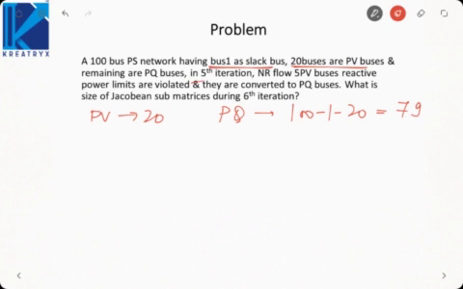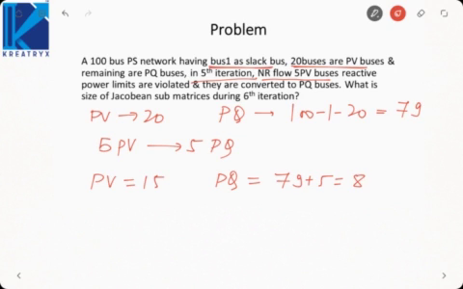Now in the fifth iteration, Newton-Raphson flow PV buses reactive power limits are violated. So that means 5 PV buses need to be converted to 5 PQ. Then how many PV are left? 15. How many PQ are left? 79 plus 5, that is 84.